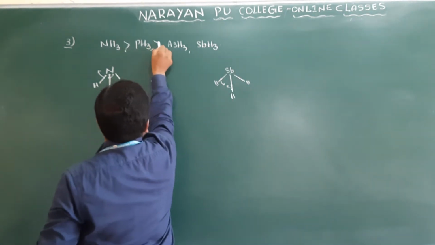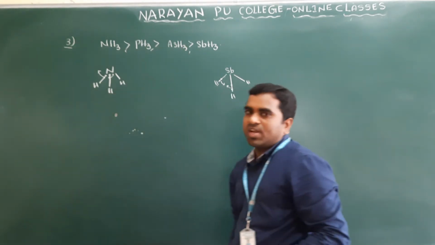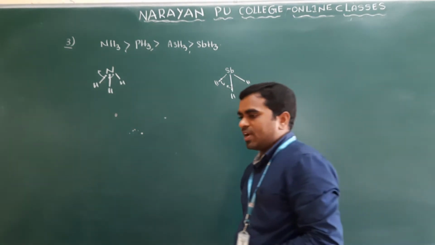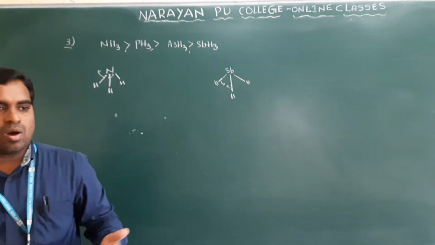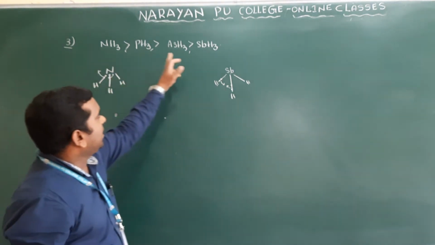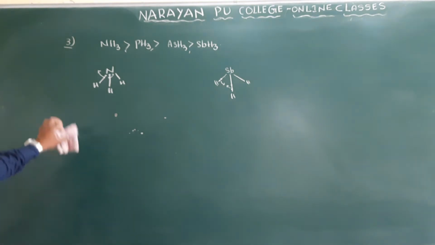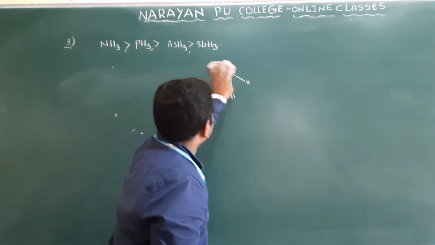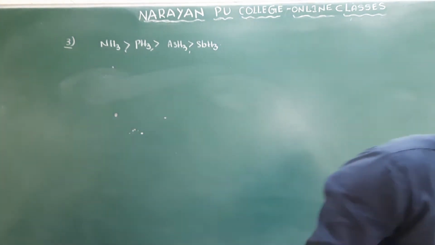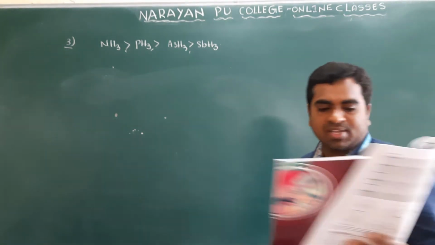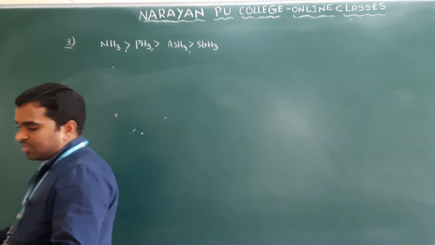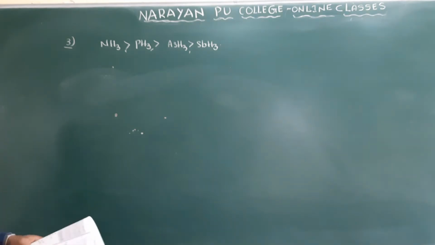So as the electronegativity increases, the bond angle also increases. So this is the decreasing order of bond angle. Okay. So this is the question. So what is the option now? Option 1 is the correct one. Clear? Next one, the fourth one.